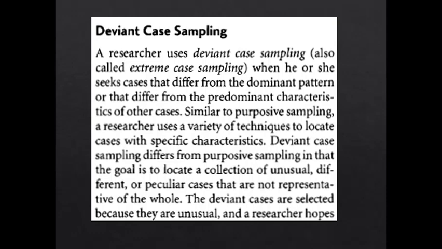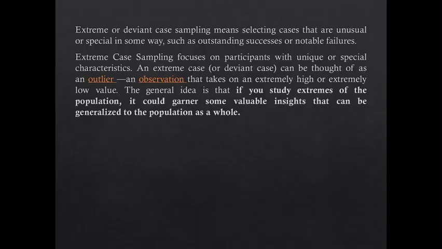It is similar to the purposive sampling technique, in which the researcher uses a variety of techniques to locate cases with specific characteristics. However, it differs from purposive sampling in that here the goal of collecting a sample is actually unusual, different, and the particular cases that are not representative of the whole are selected. Here, the researcher's main focus is on participants who have unique characteristics, unique qualities. So that's why it is called extreme or deviant case sampling.